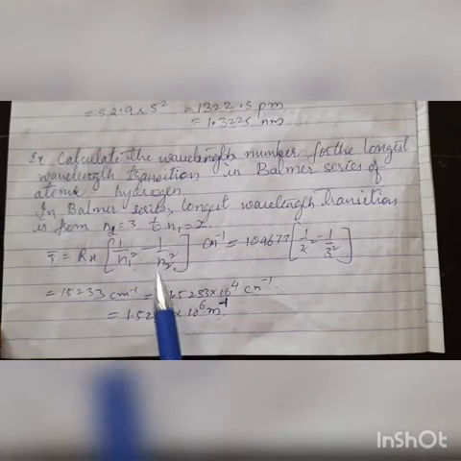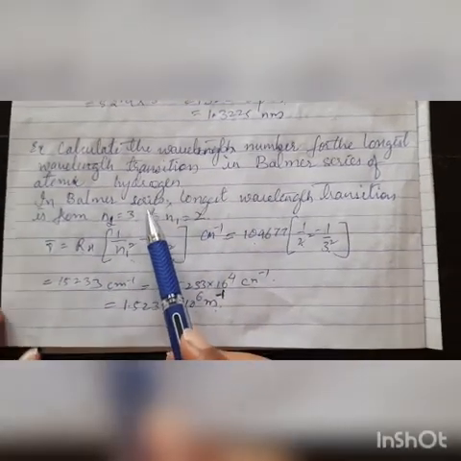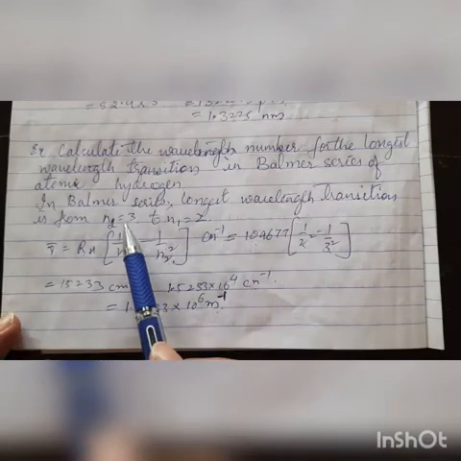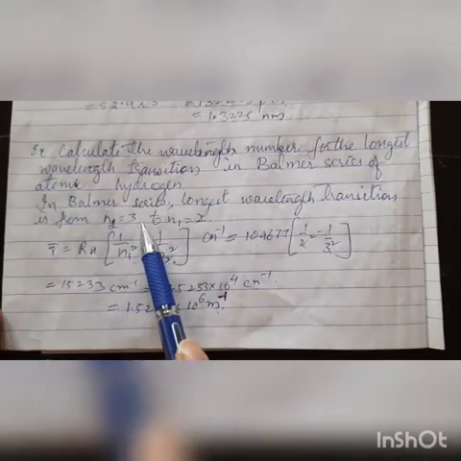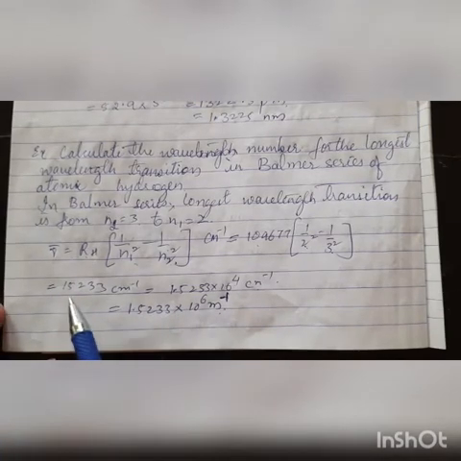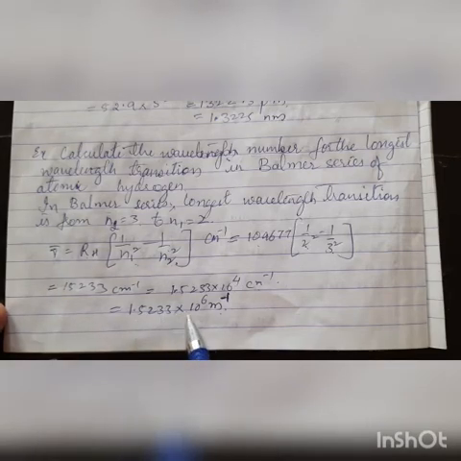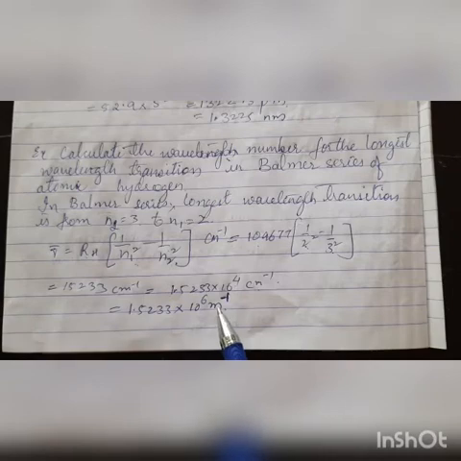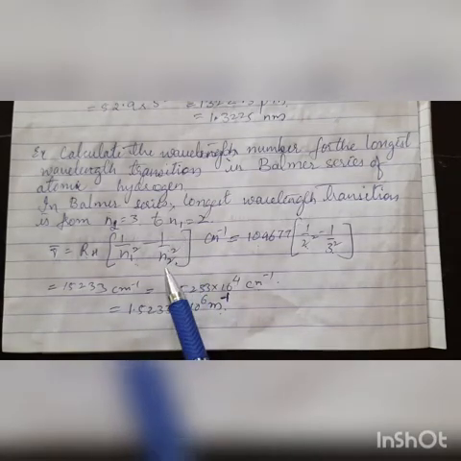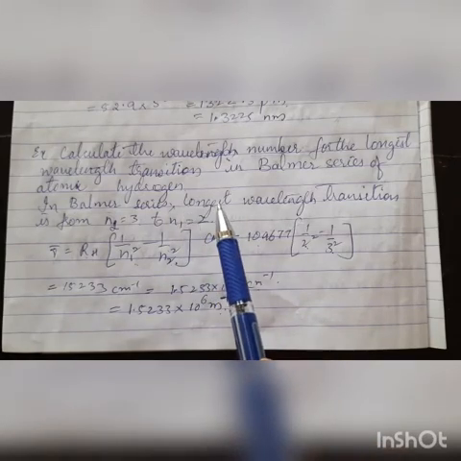So in this case, after knowing the transition, the longest wavelength will be for n1 equal to 2 and n2 equal to 3. The wave number corresponding to it will be equal to 15233 per centimeter, or 1.5233 × 10^6 per meter. So this is the way in which you can solve. So remember about the longest wavelength possible in the Balmer series.